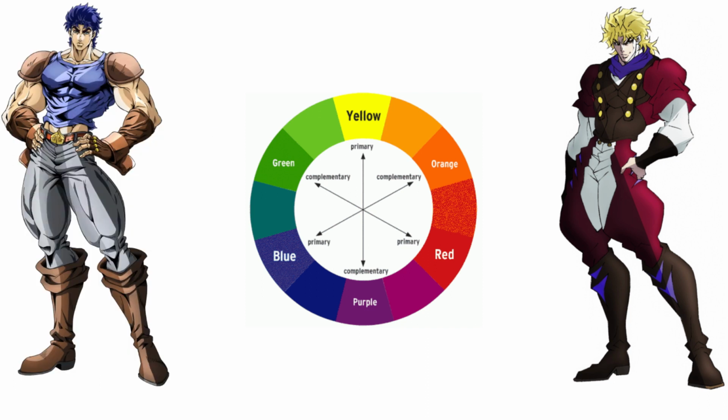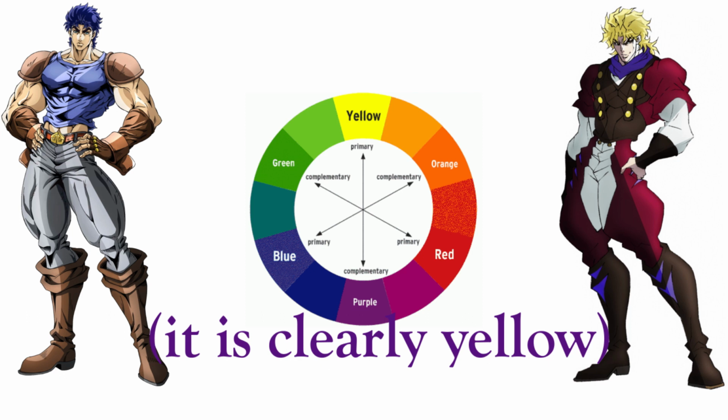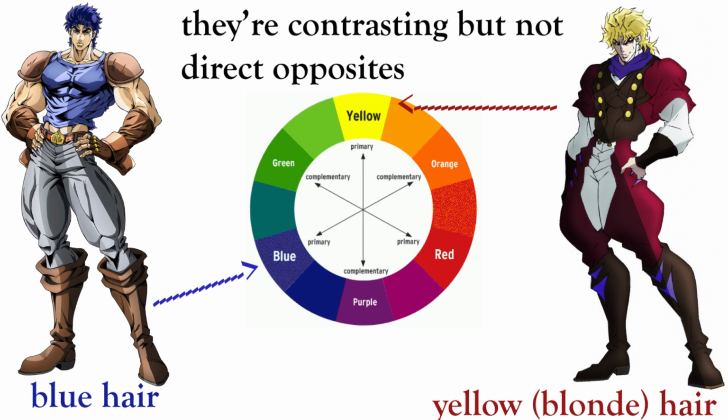Since Jonathan has blue hair and Dio doesn't have orange hair to directly oppose it, you know what, you get it, okay. They just need to be different. They don't need to be opposites.